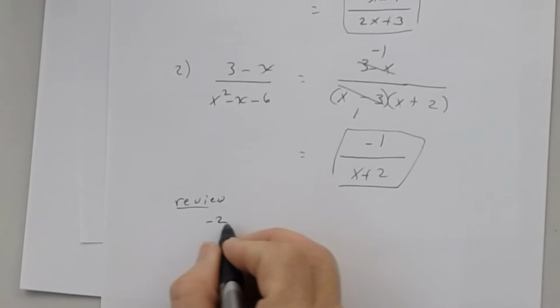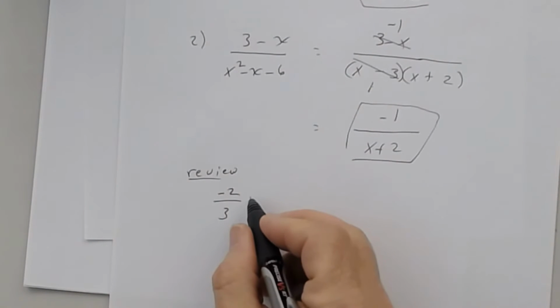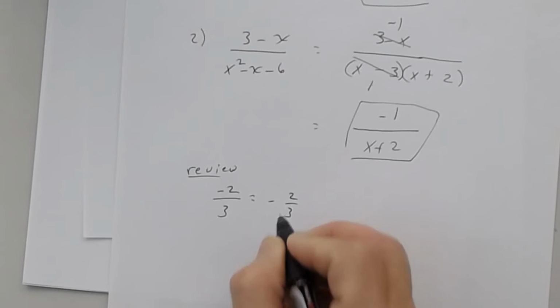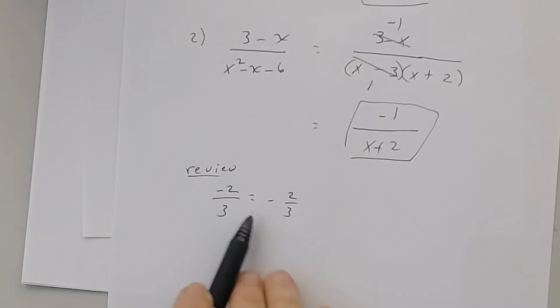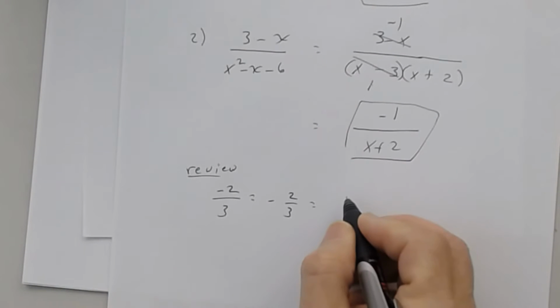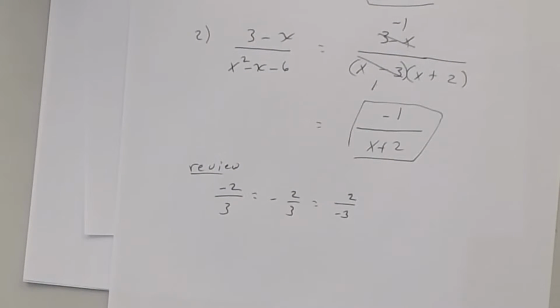If I have negative 2 divided by 3, you need to understand that that's the same thing as saying negative 2/3, just like this, where you have that negative out in front of that fraction. So negative 2 divided by 3 is the same thing as saying negative 2/3. You could also put the negative in the denominator, say 2 divided by negative 3.